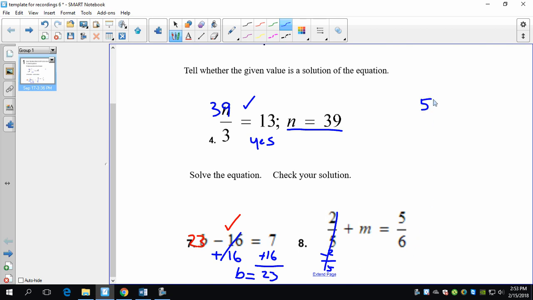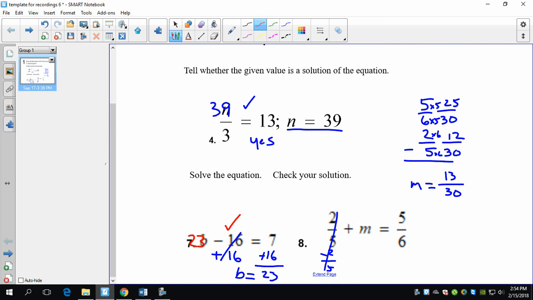And I'm going to move this problem up a little bit so I don't have to reach down. 5/6 minus 2/5. I have to find my common denominator, common bottom number. It's going to be 30. 5 times 6 is 30. 2 times 6 is 12. 6 times 5 is 30. 5 times 5 is 25. So essentially I need to do 25 minus 12 is 13, and that's all over 30. So m would be equal to 13 over 30.